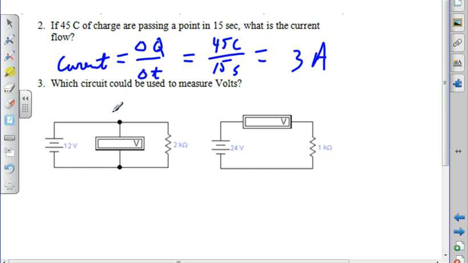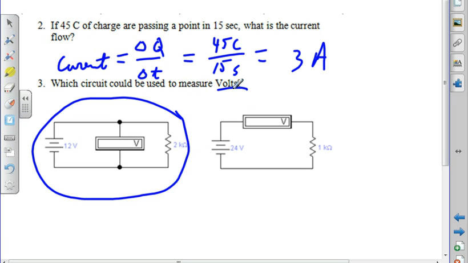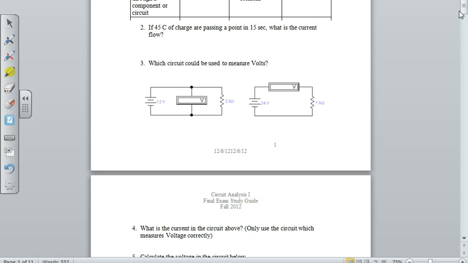Okay, which should be used to measure volts? That one there. Now, clearly if the study guide is asking you volts, the test is probably going to ask you amps, right? So don't be circling the volt one because it was on the study guide. That would not be very professional.